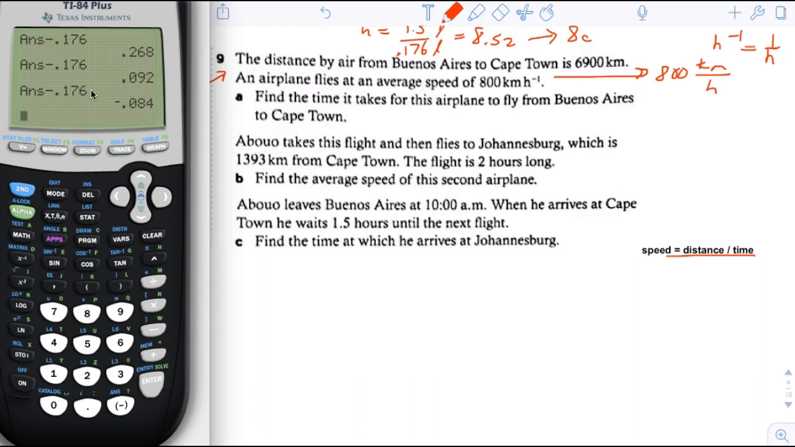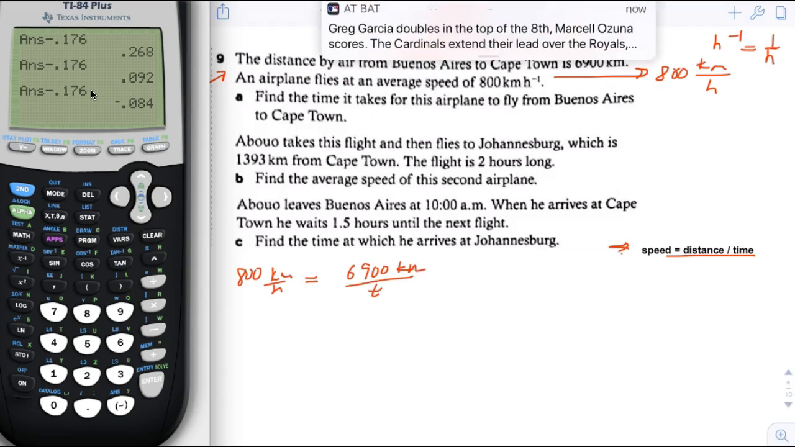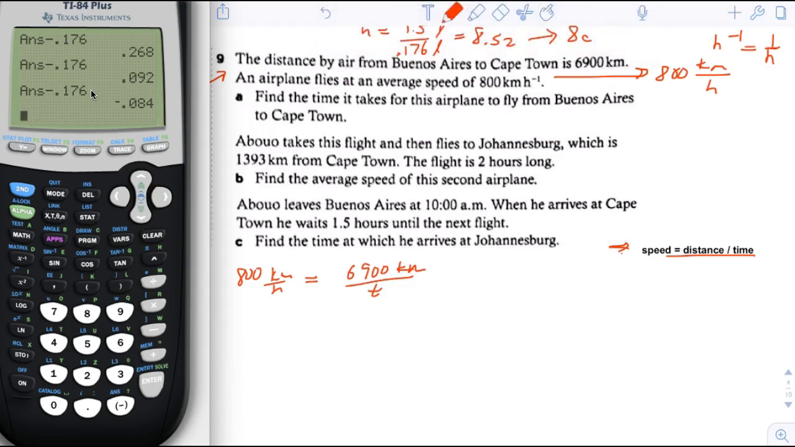So we want to know time, and we have speed and distance. So let's write out this formula here and fill it in. So we'll put speed is 800 kilometers per hour, and equals distance, which is 6,900 kilometers, divided by time, which is unknown. And now, if we want to figure out what time is, all we need to do is a little bit of algebra here. So I could multiply both sides by time to get t in the numerator, and then I'll have to do a little bit more algebra.